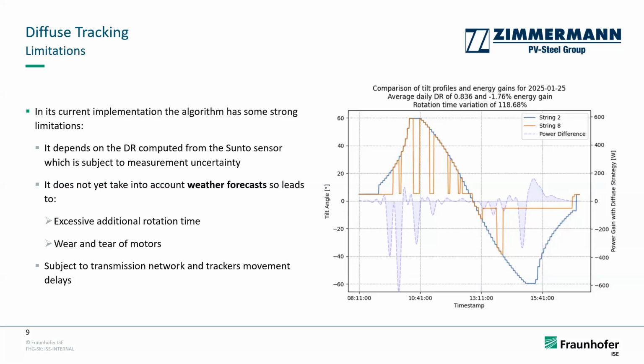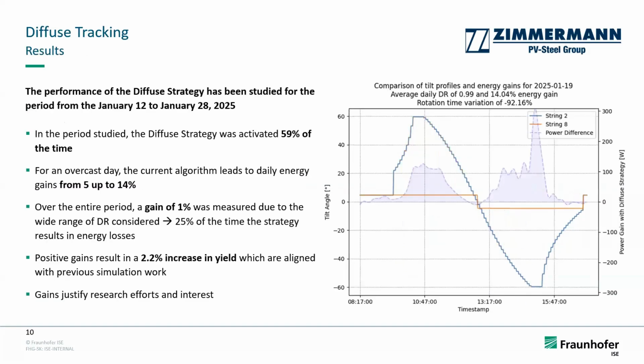And this leads to an increase of the rotational time of 119% for this specific day, which of course is not desired, and leads to additional wear and tear of the motors. And that is why we are working so intensively on the integration of weather forecasts, because this represents the main asset to face this challenge. Also, of course, we are subject to transmission networks and trackers movement delays, as in every tracking system.